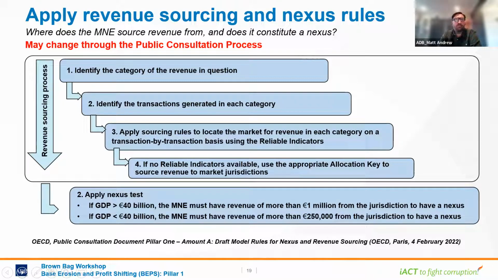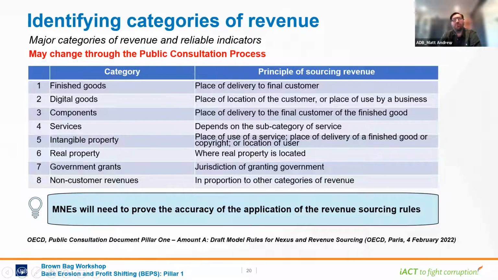For jurisdictions that have a GDP of greater than €40 billion, the multinational must have revenues of more than €1 million from the jurisdiction for that jurisdiction to have a nexus to receive Amount A. For jurisdictions with a GDP of less than €40 billion, the multinational must have revenue of more than €250,000 from the jurisdiction to have nexus. So if we move to the next slide, please. This just shows you the categorizations that I mentioned.